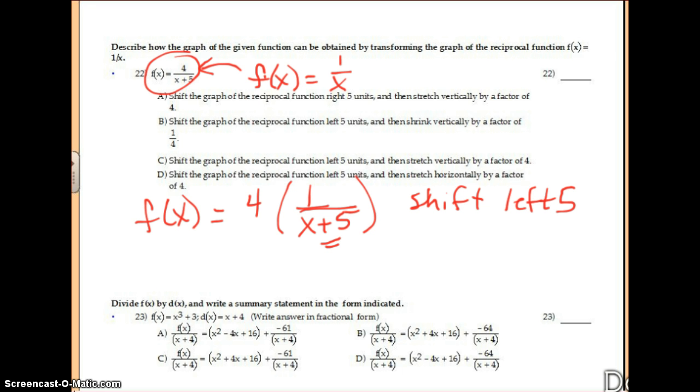And then we multiplied the whole function by 4. When you multiply the whole function by something, that's a vertical stretch by that factor, which is a factor of 4. So 5 left and a vertical stretch of 4. So that would have to be C.